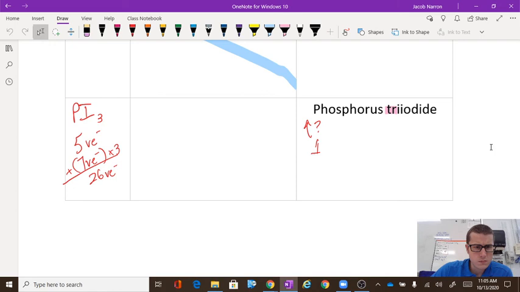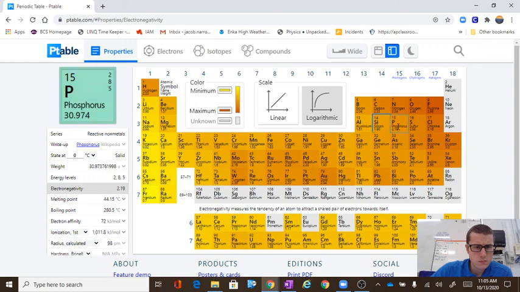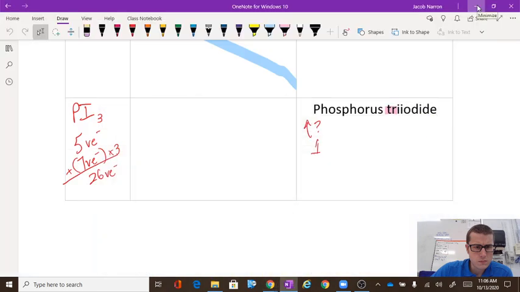Which one's going to be my central atom? I hope it's phosphorus, but let's double check. Phosphorus has an electronegativity of 2.19. Iodine is 2.66. So phosphorus is less electronegative. Phosphorus is going to go in the middle. So I'll put P in the middle and spread it out like so. Already, I just used up 6 electrons. If you don't believe me, look at those single bonds. They're 2 electrons each. So now we have 20 valence electrons left to deal with.